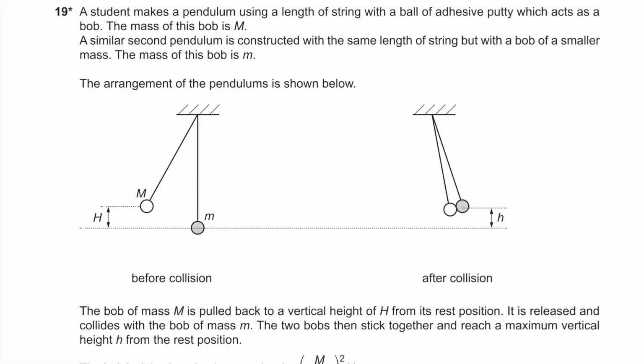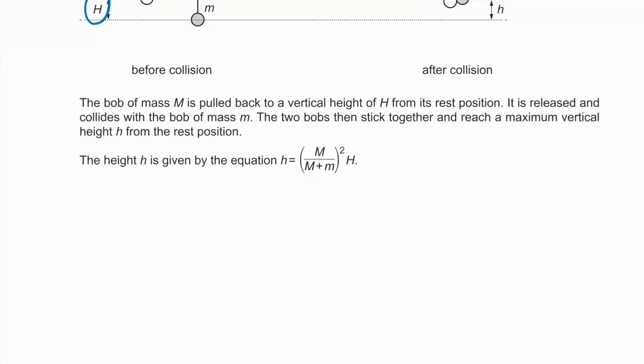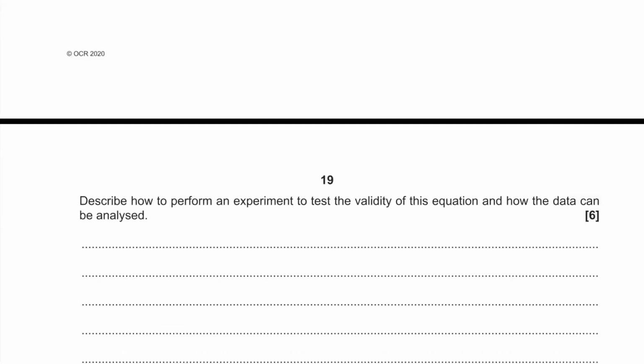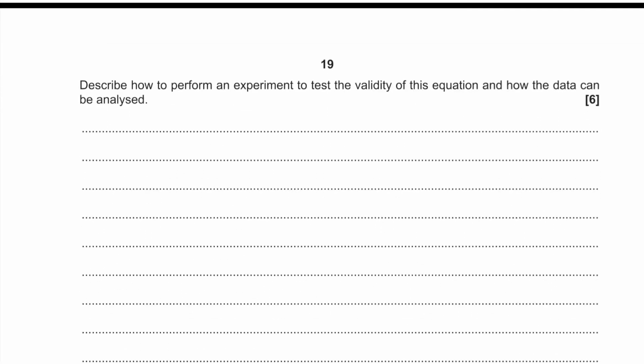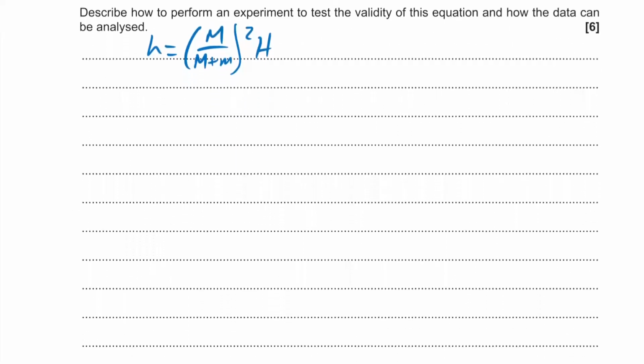19. Student makes a pendulum using the length of string. We have a height. The height is given by this equation here. Okay. Describe how to perform an experiment to test the validity of this equation and how the data can be analyzed. Okay, so we're being asked to prove this with an experiment.